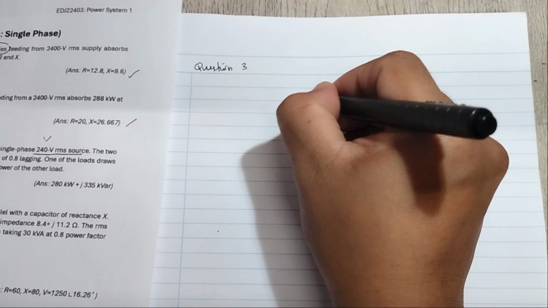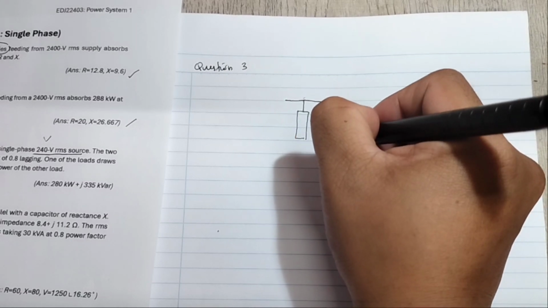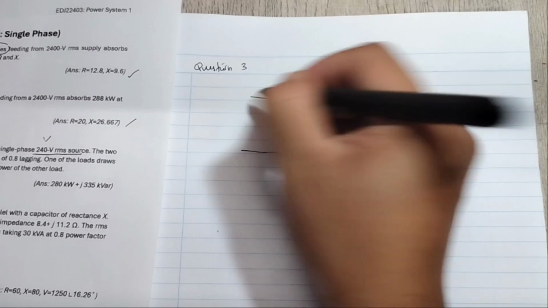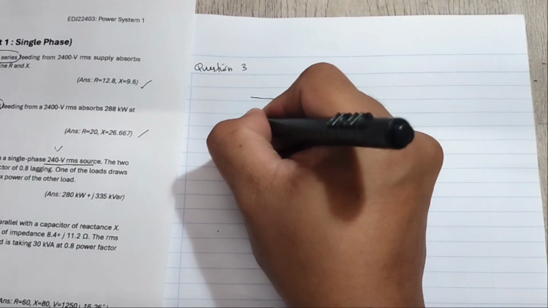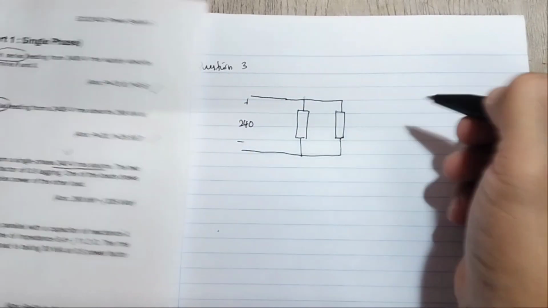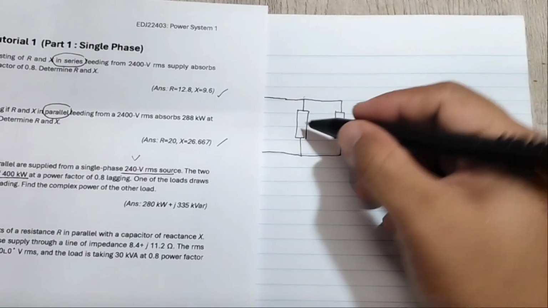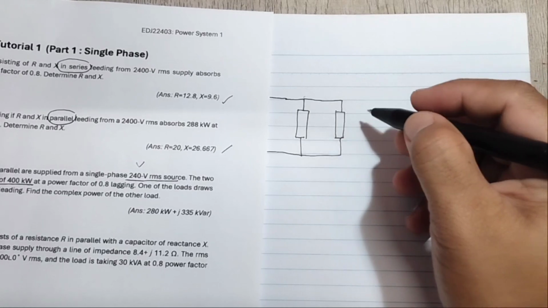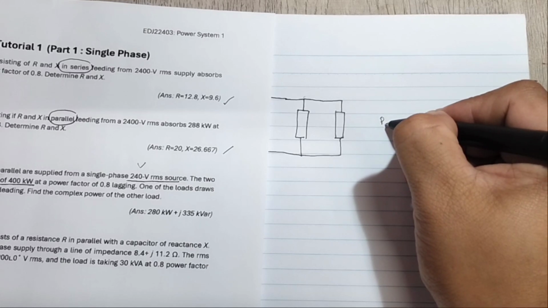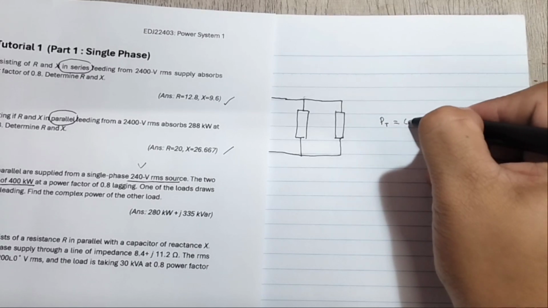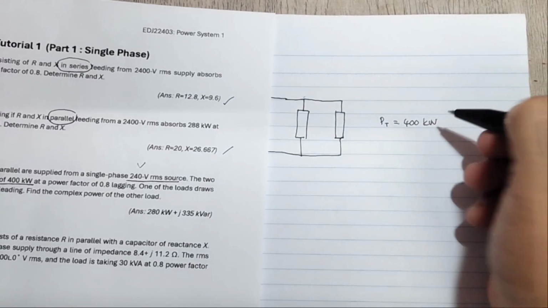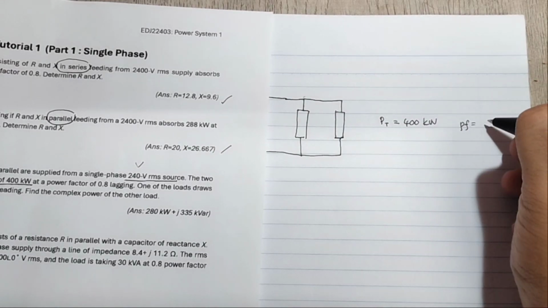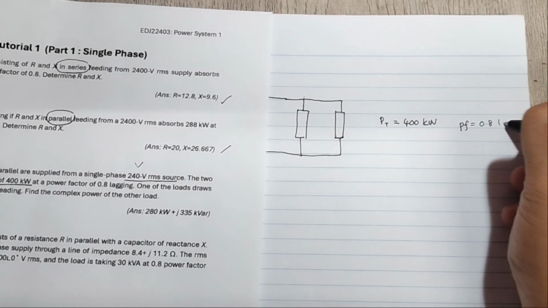So this one load pertama, load kedua. Okay, supply dia 240 volt. This one is Z. Load 1, load 2 lah. Okay, load 1, load 2. Okay. Okay, total real power. So P total is equal to 400 kilowatt. Okay. PF is equal to 0.8 lagging.